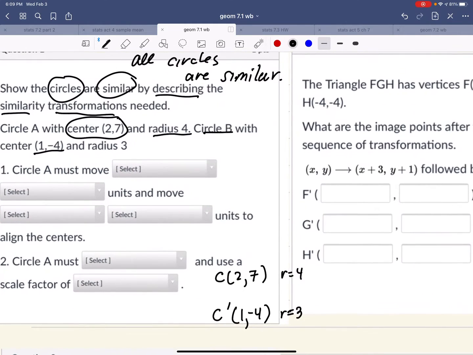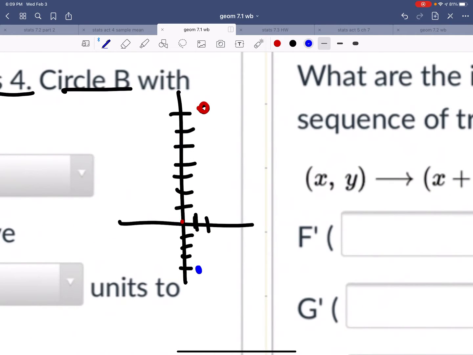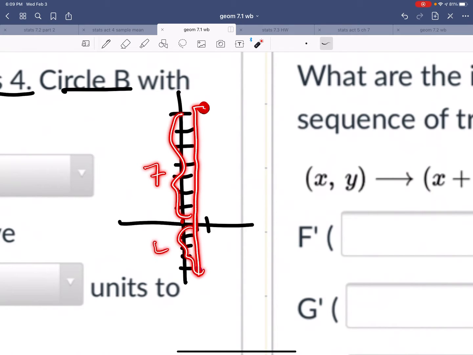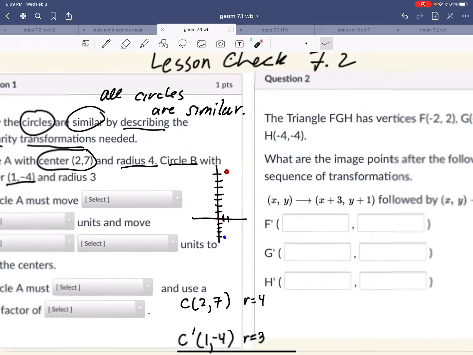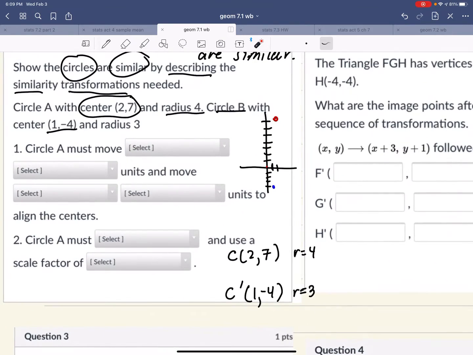We could graph this. We don't really have to, but I could graph it. There's my point, 2, 7. And my new center is at 1, -4. 1, 2, 3, 4. Now it's over here. So to get from the starting point 2, 7, I go back 1, down 7, and then 4 more makes 11. Down 11. Now what would that look like mathematically?